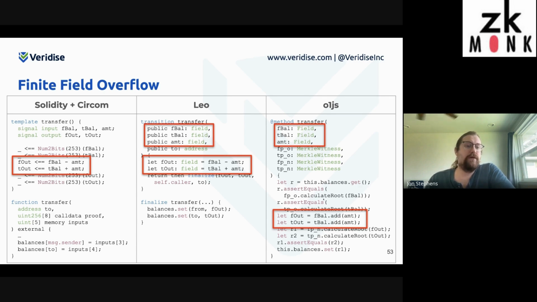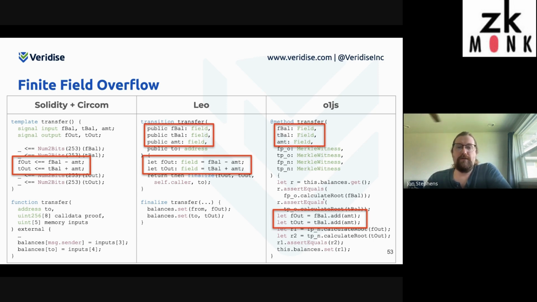Here, more specifically, you can see that the from balance and to balance are being checked. The range of that is being checked using num to bits. The output value is also being checked, but the amount is not. And because the amount can be arbitrarily large, someone can easily overflow or underflow those fields in order to cause some sort of logical error.